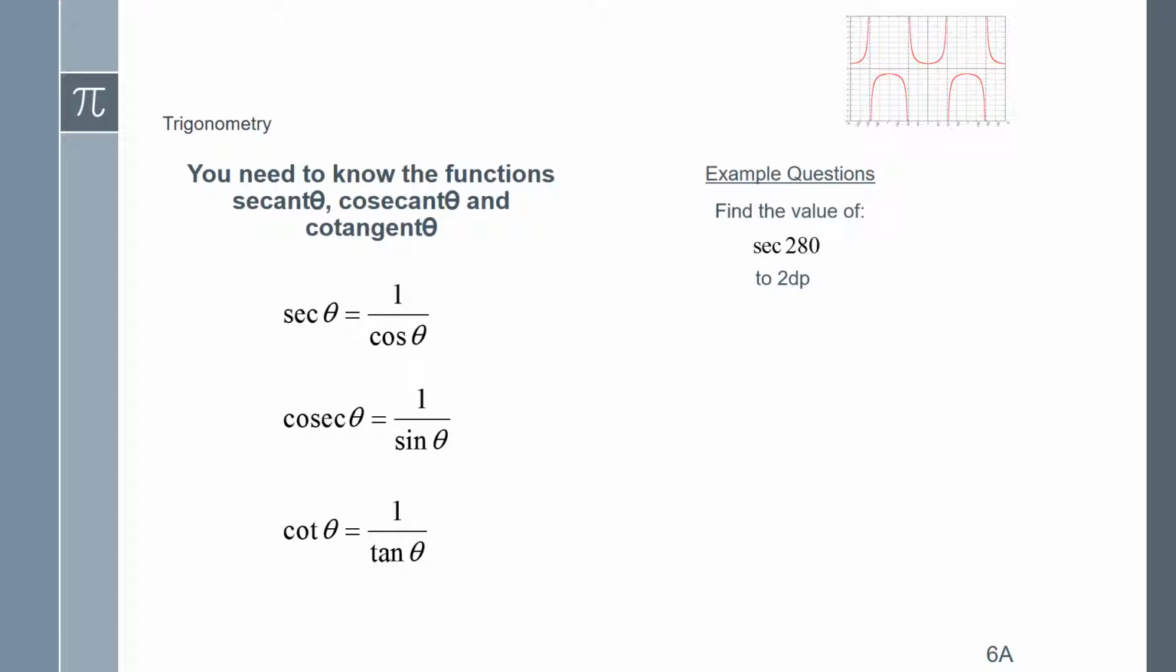Find the value of sec 280 to 2 decimal places. Because the question says to 2 decimal places, it means it's not looking for an exact, thirds type answer. So we can use our calculator basically. Sec 280 is 1 over cos 280. Just use your calculator. Make sure you're in the right mode, type in the numbers. Sec 280 is 5.76.